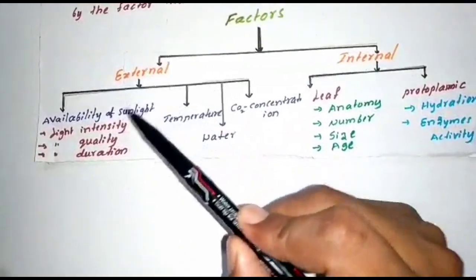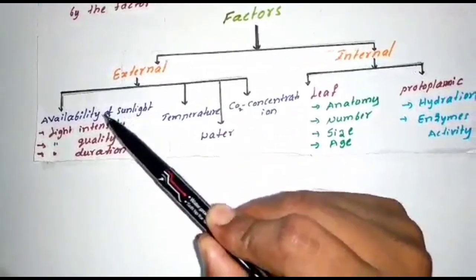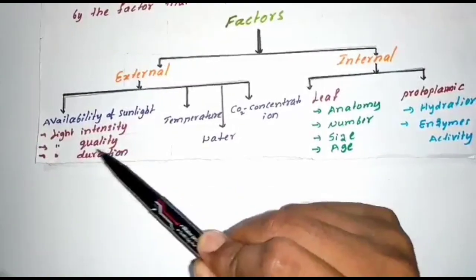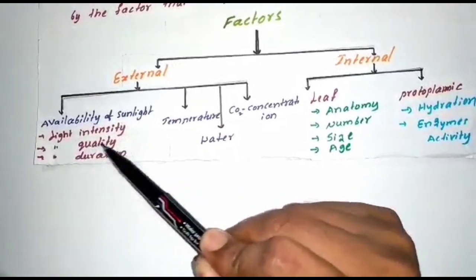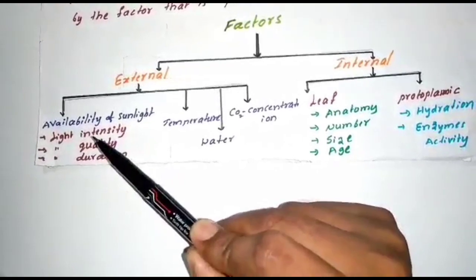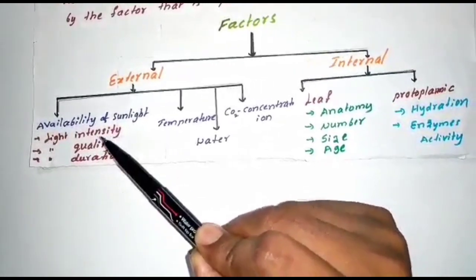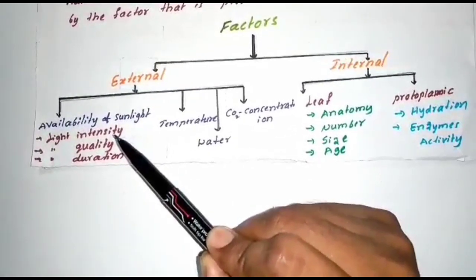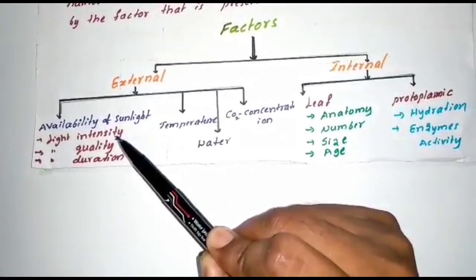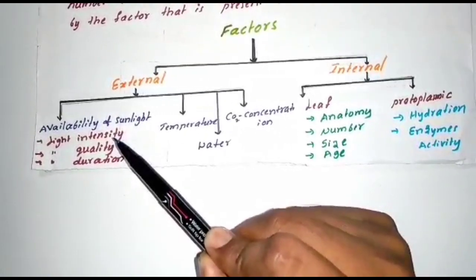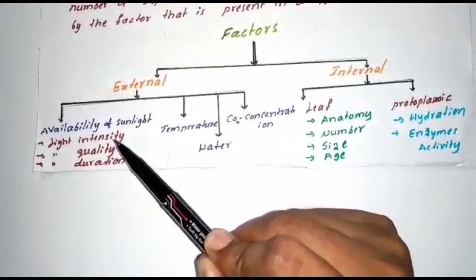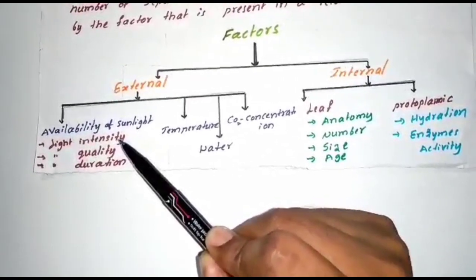Then of the external factors, the first one is availability of sunlight. The light is not enough by itself. In that light there are 3 important factors: light intensity, light quality, light duration. What is meant by intensity? The light which is coming as VIBGYOR has different wavelengths emitted from the sun, but not all wavelengths are suitable for photosynthesis. Only the VIBGYOR light is suitable for photosynthesis. How much light is emitted from the sun and how much is captured by the leaf is one of the factors.